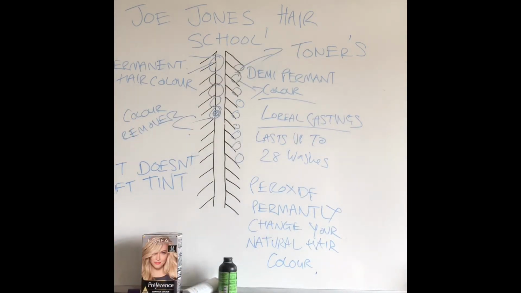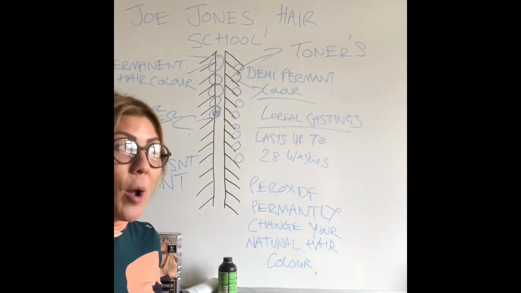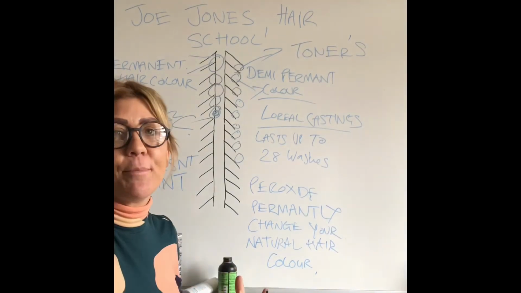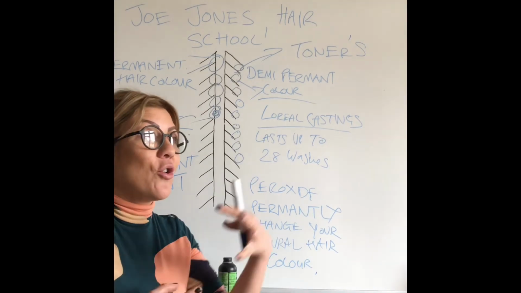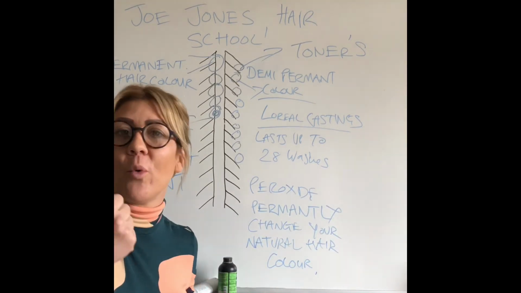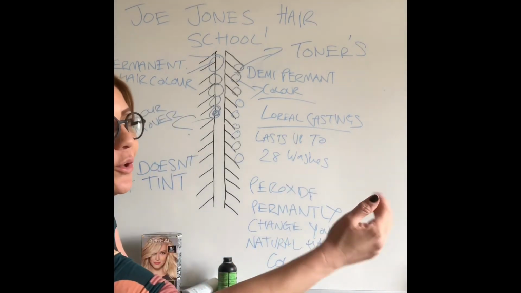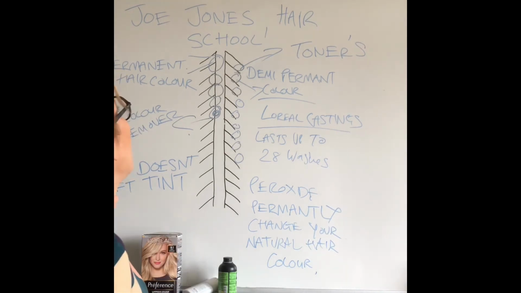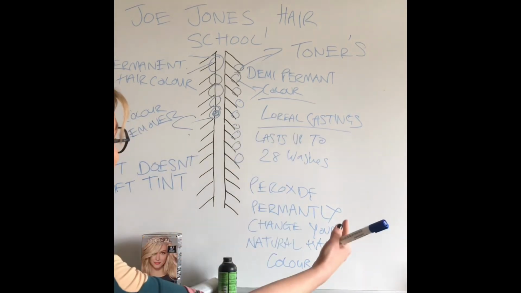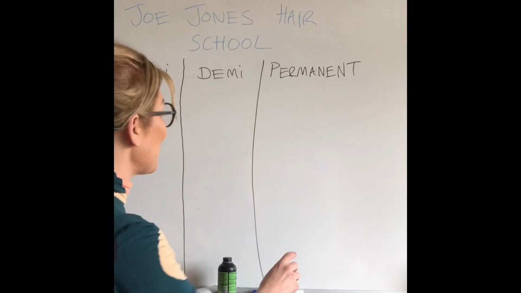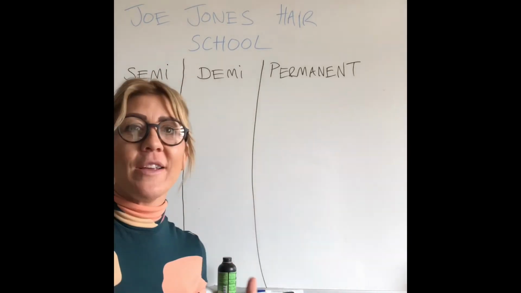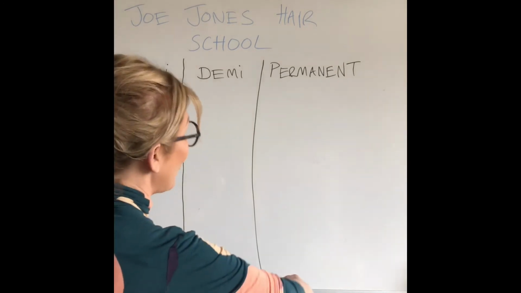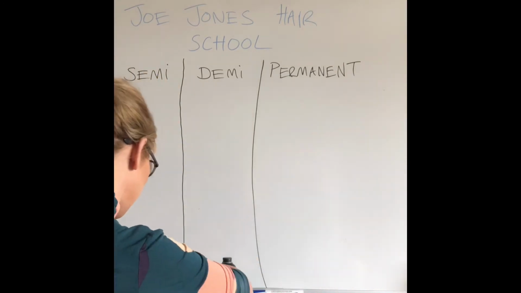The demi-permanent and the permanent colours are the most important ones you need to know about, because they will have a long-lasting effect on your hair and what you can do with it in the future. So that is the difference between those two colours. What I want to do here is show you the difference between each one, so we've gone over it a little bit, but just to recap so that we remember.